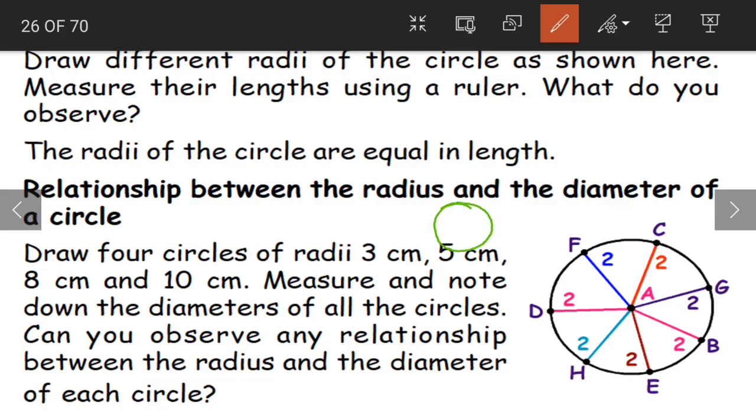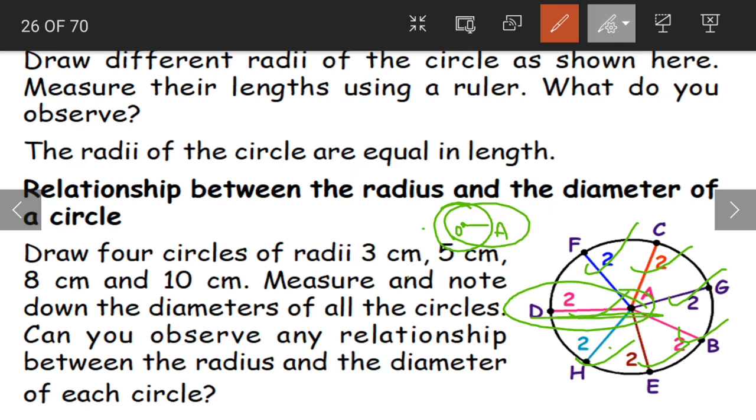Suppose I have another smaller circle and the radius is OA. Now I cannot say that OA is equal to AD. Why? Because these are the radii of two different circles. So the different radii of a single circle will be the same, but the radius of another circle will not be the same as the radius of this circle.